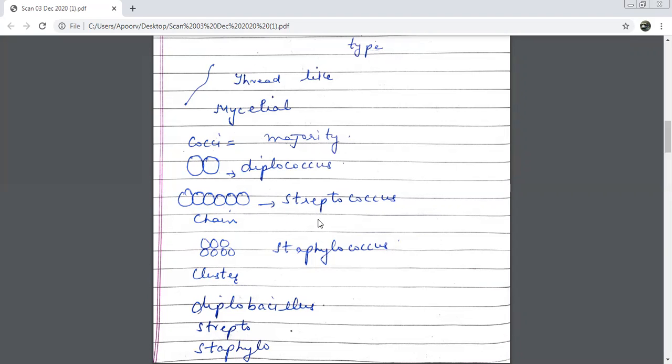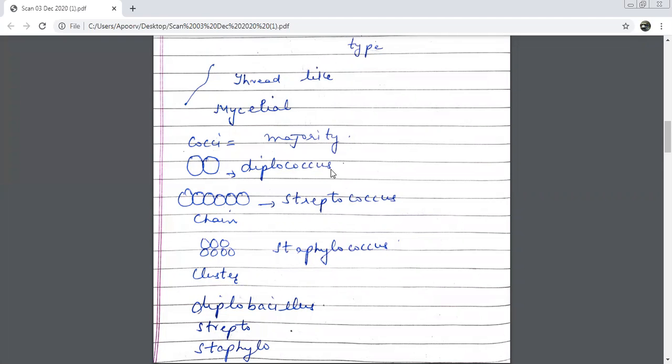Streptococcus. Yes, it is Streptococcus. And if you have a cluster, if you can see this is a cluster of all the cocci, you can call them Staphylococcus. See, these words will remain constant. Diplo, strepto, staphylo. They are going to remain the same.